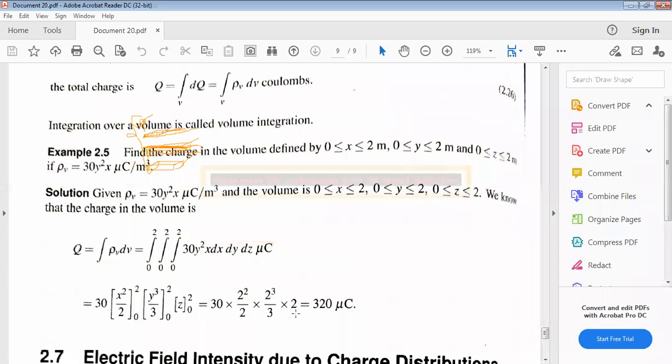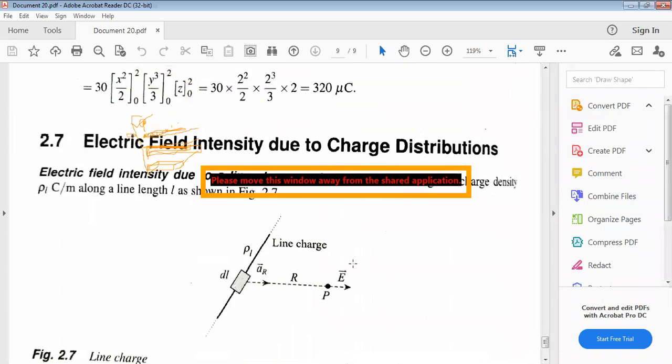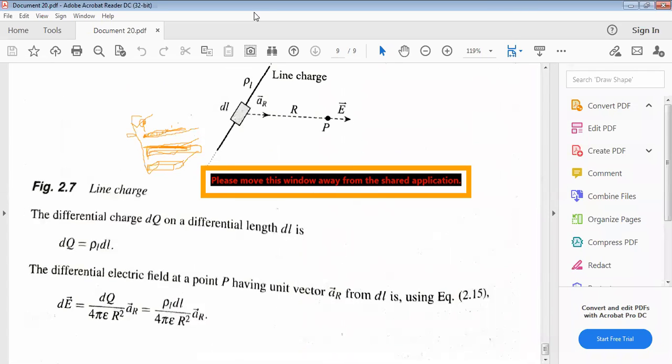That's all about today's class. This is the problem associated with these statements. We will see that in the next class. I will continue in the next class.